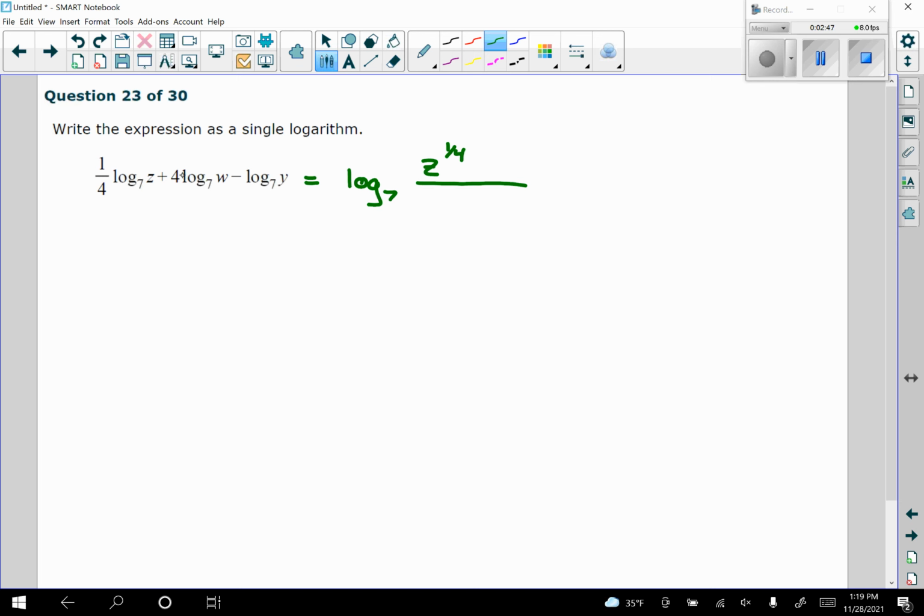And then we'll have times, and then 4 will become w's exponent, and we're going to multiply it by z to the 1/4 because there's a plus sign here. So we'll have w to the 4th also in the top. And then since this last part is after a minus sign, this part is going to go in the denominator, and we just have a y. And that's our answer. Let's keep all this in parentheses, though.